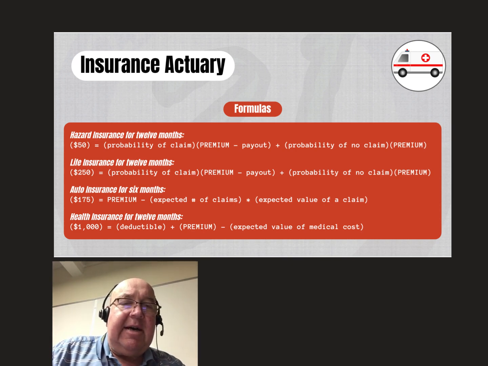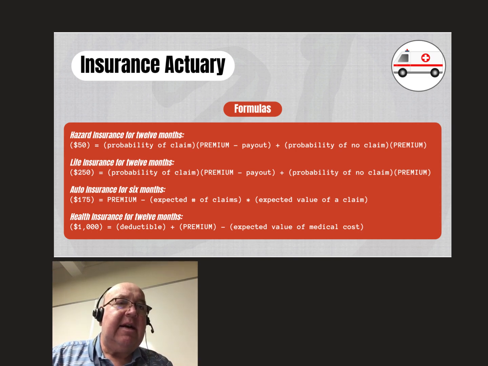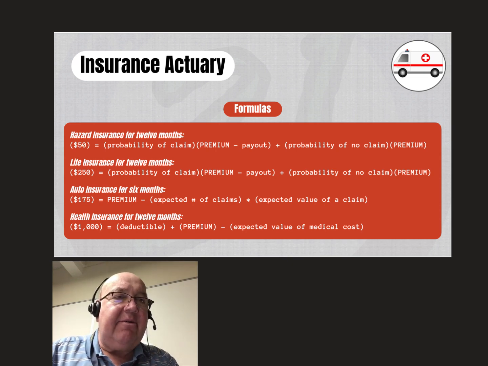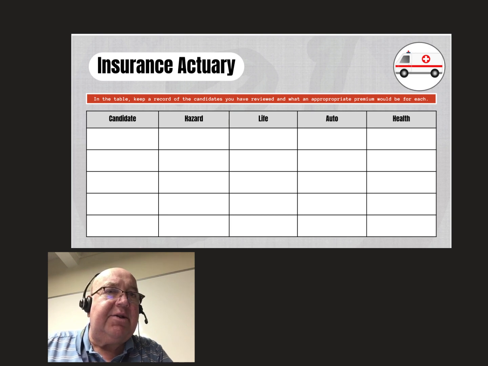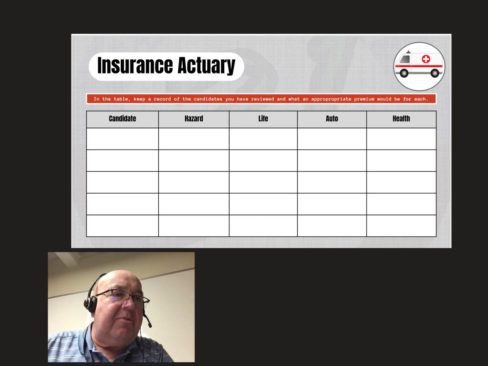When you get to the auto insurance, you're going to have the premium minus the expected number of claims times the expected value of a claim. And once you multiply those, you'll just add them to the other side. So you're going to have a list here of 5 candidates you choose to look at. You're going to put their hazard, life, and auto premiums on this slide.